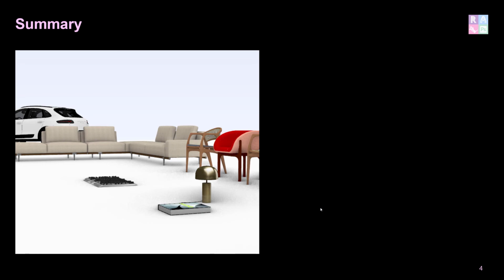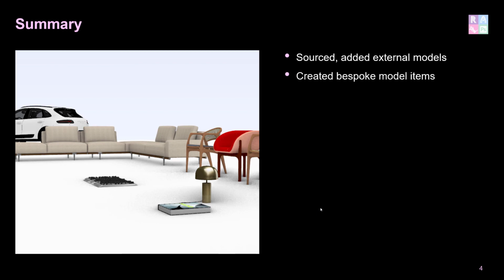So in summary, in this workshop, we've covered the process of sourcing and adding external models into your Rhino project model. We've gone through the process of creating bespoke model items such as lighting, paintings, entertainment units, and skirting boards. These items are usually where simplicity is king, and you modeling them yourself is not only easy but expedient compared to searching for comparable models on the web.